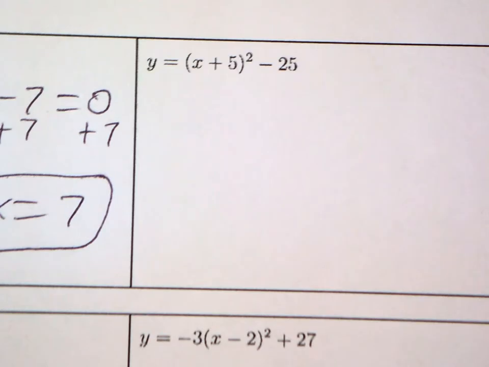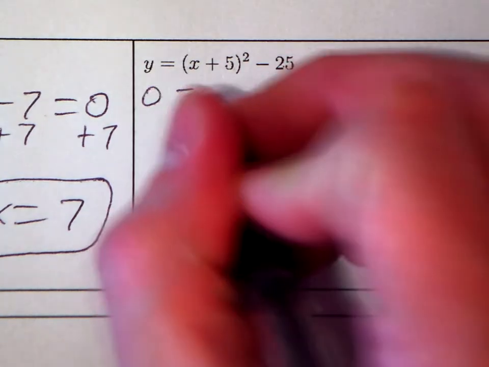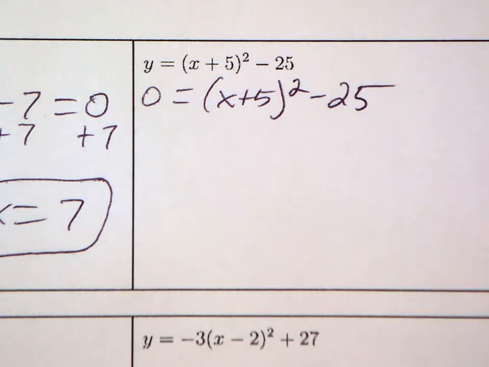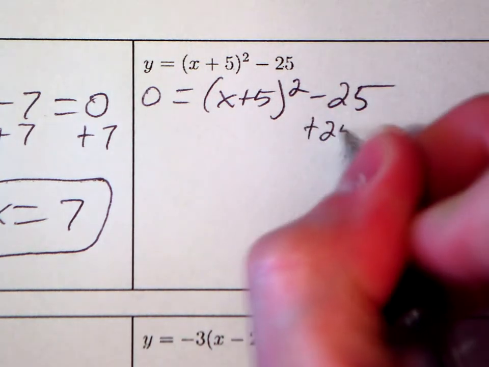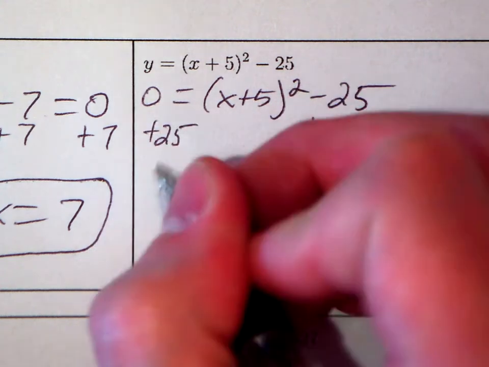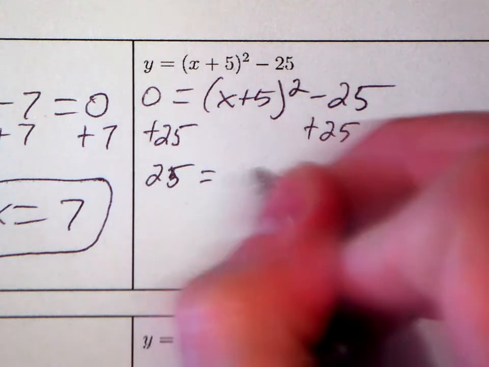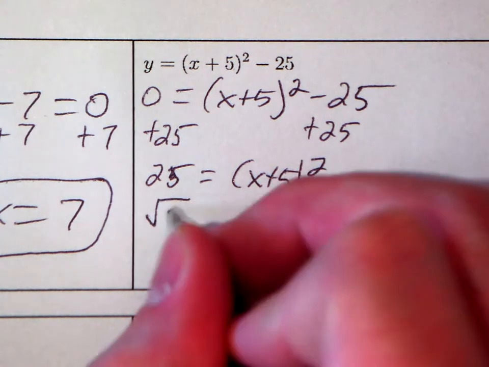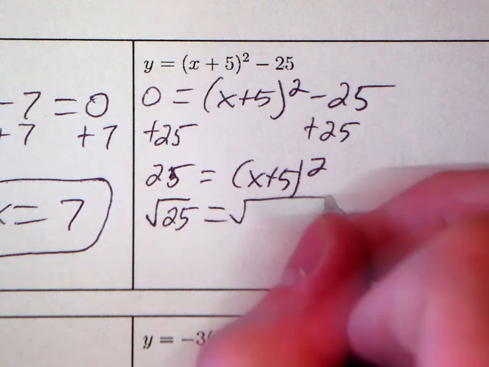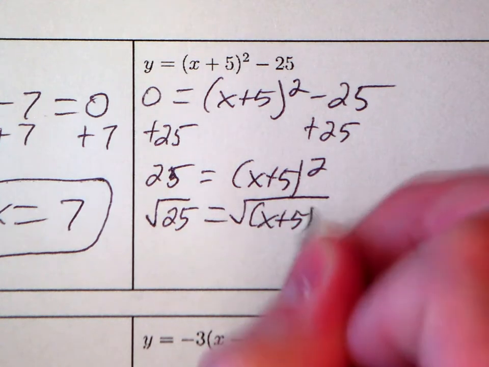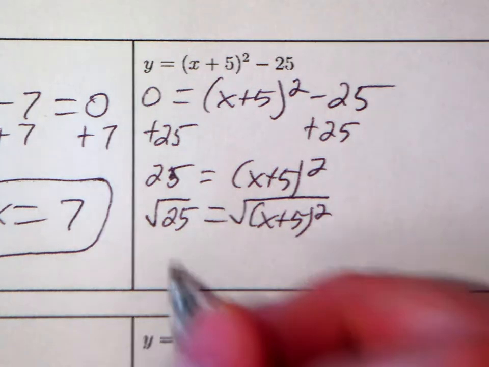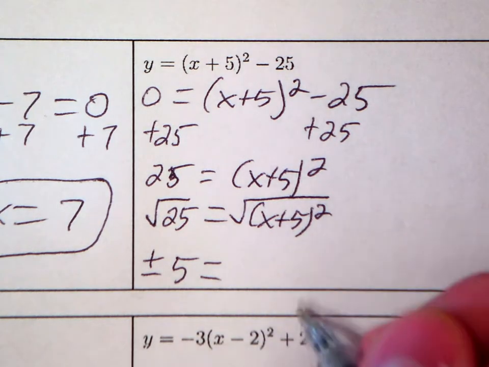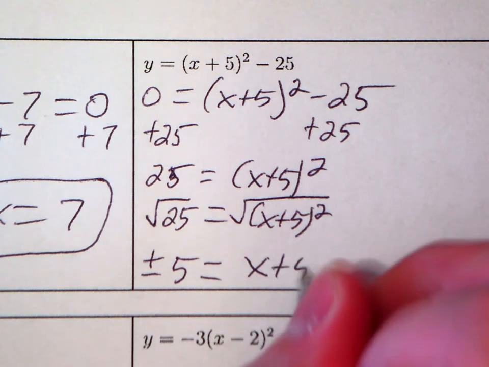On the right, we're going to replace y with 0. Everything on the right stays the same. We're going to add 25 to both sides. We get 25 is equal to x plus 5 squared. We're going to take the square root of both sides. And on the left, the square root of 25 could be a positive or a negative 5. And on the right, the square root and the square cancel out. We're just left with x plus 5.